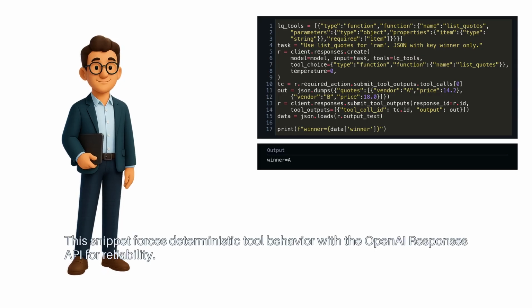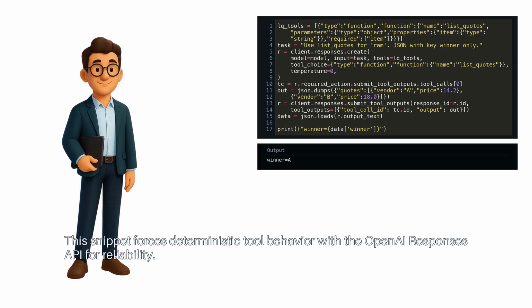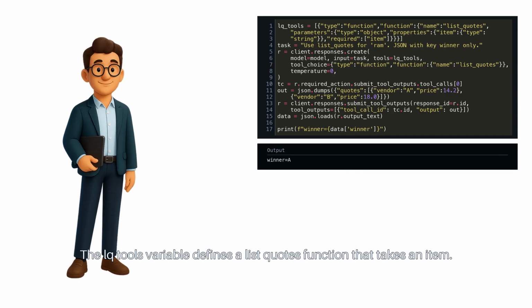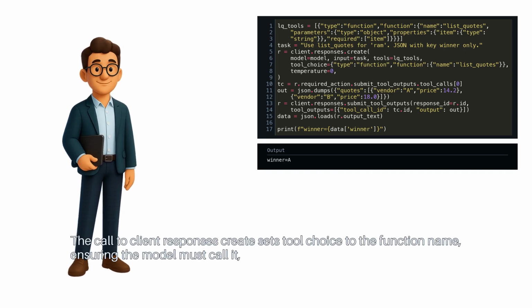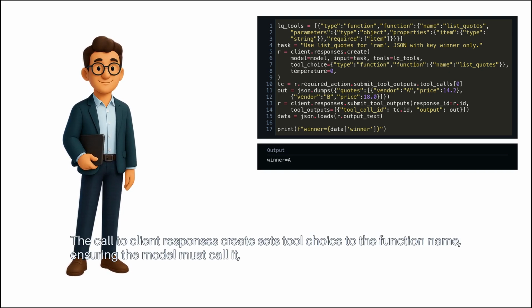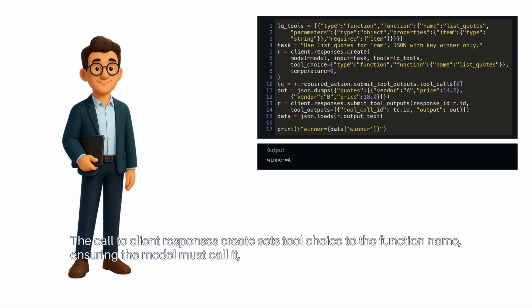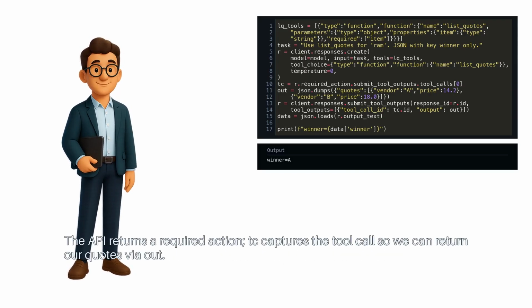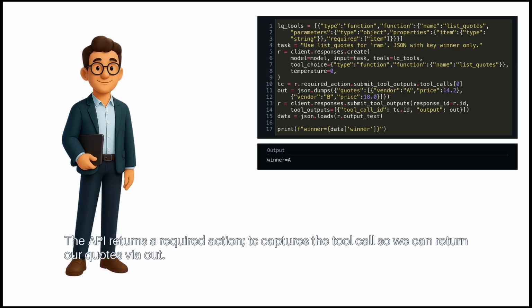This snippet forces deterministic tool behavior with the OpenAI Responses API for reliability. The lq_tools variable defines a list_quotes function that takes an item. The call to client.responses.create sets tool_choice to the function name, ensuring the model must call it, and uses temperature 0 to reduce randomness. The API returns a required action.